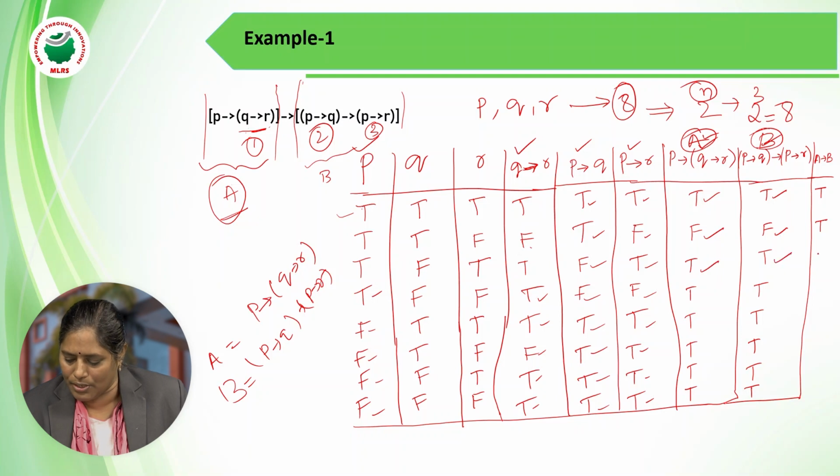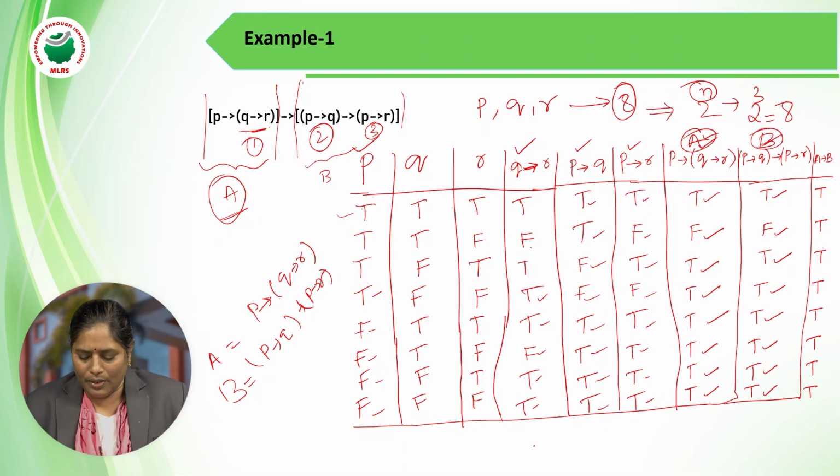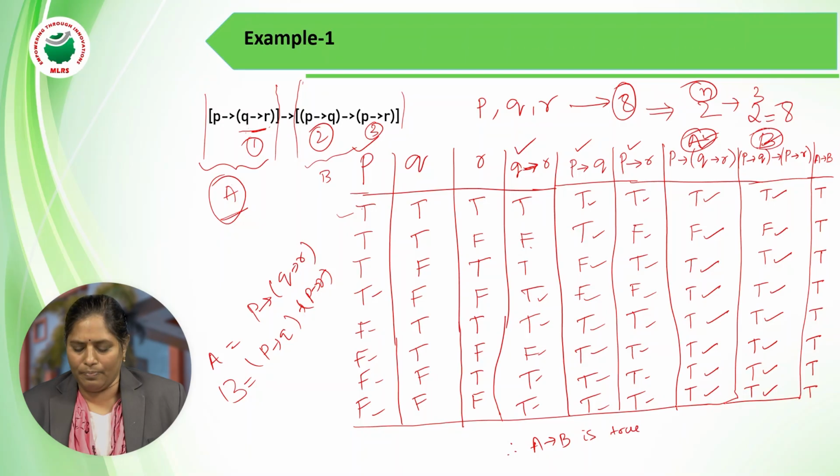A is true, B is true, true. A is true, B is true, it is true. Again A true, B true is true. A true, B true is true. A is true, B is true, true. A is true, B is true, is true. Therefore, A implies B is true. Therefore, the given statement is a tautology.